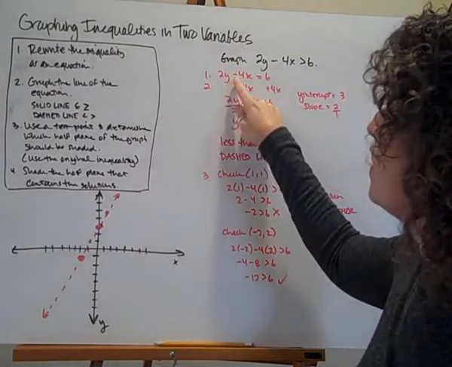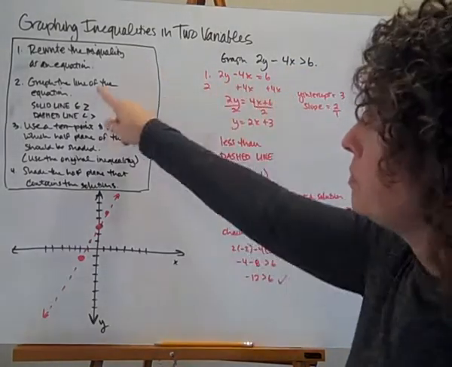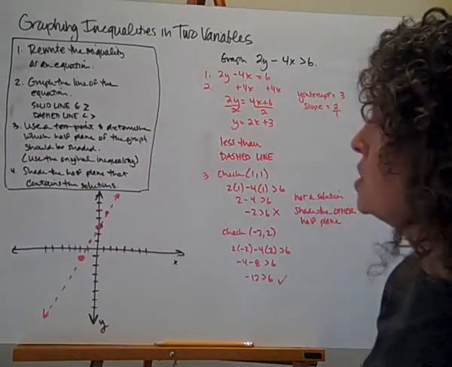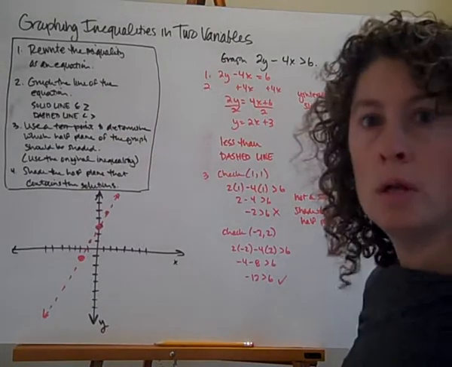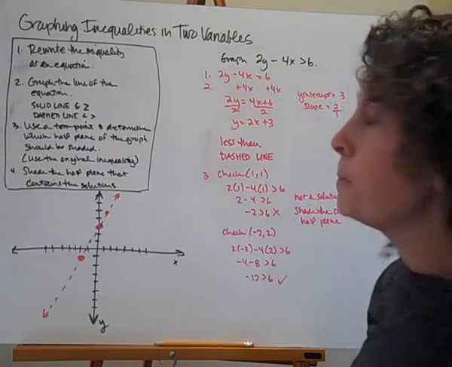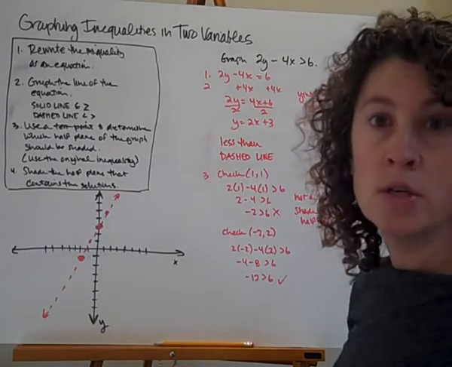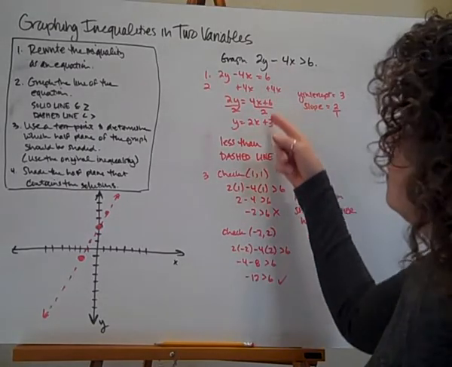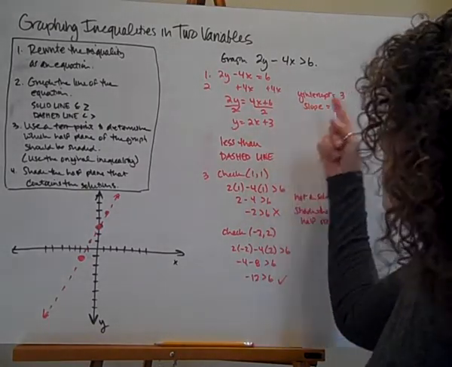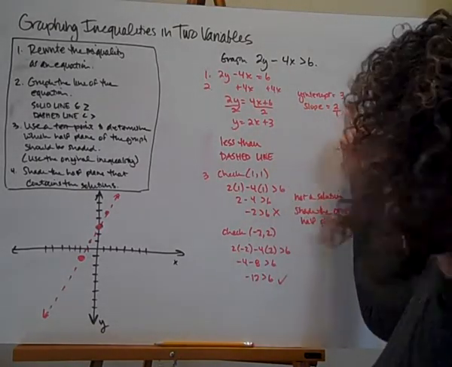as 2y minus 4x equals 6. Next, I'm going to graph the line of this equation. There are a few ways you can do that. You can use the intercepts if you'd like. You can make a table if you'd like. That will always work. Or you can put it into slope-intercept form, which is what I've done. So I rewrote this in slope-intercept form. I came up with a y-intercept of 3 and a slope of 2, or 2 over 1.